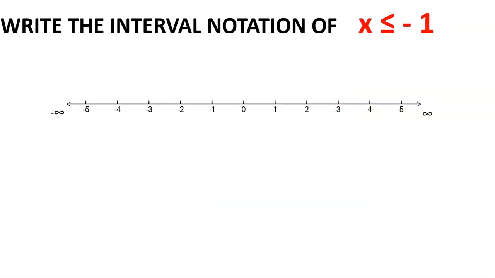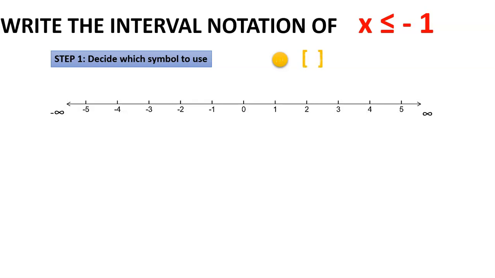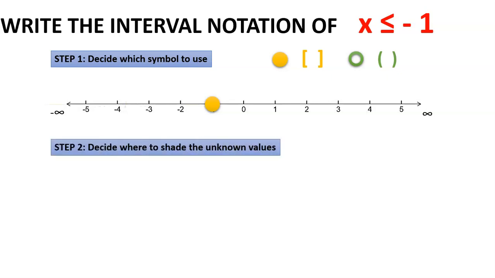Okay, let's try another one. Write the interval notation of x is less than or equal to -1. Step 1, we have to decide which symbols we're going to use. This one is equality, so we are going to use the closed circle. The closed circle will be put at -1. Step 2, we need to decide where to shade the unknown values. Less than is to the left, so I shaded to the left.